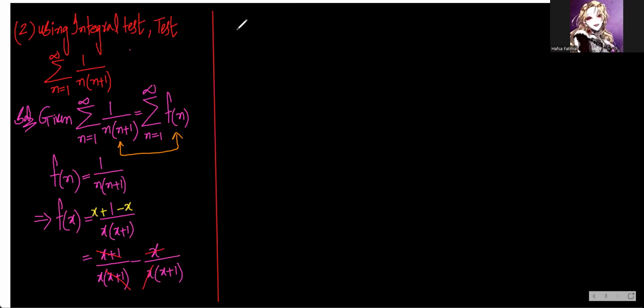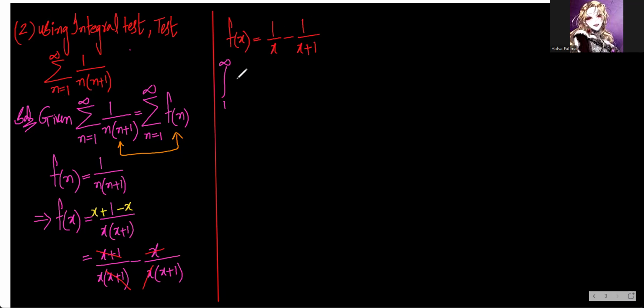So what finally our f of x will be? Someone tell me. 1 by x minus 1 by x plus 1. Now it is the correct time to integrate with respect to x only, and limits are from 1 to infinity.